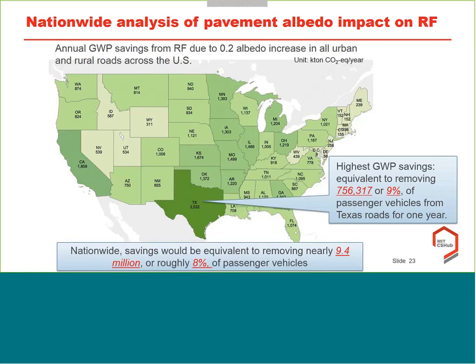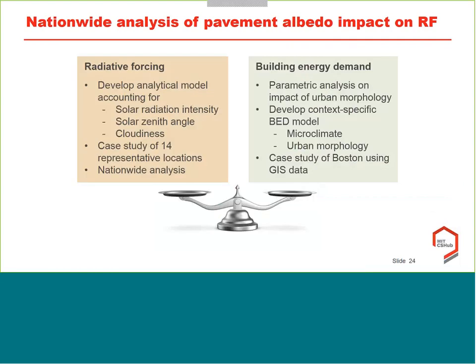If we look at the whole U.S., the savings are almost 10 million, or it's removing 10 million passenger vehicles, or roughly about 8%. So it has a lot of potential. Obviously it would take quite a bit to actually achieve that, but just to give you an order of magnitude, it's significant. All right, so that's the radiative forcing and the model and some of the ways that it can be applied.